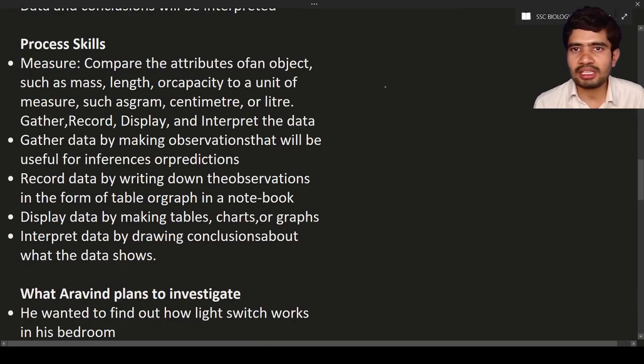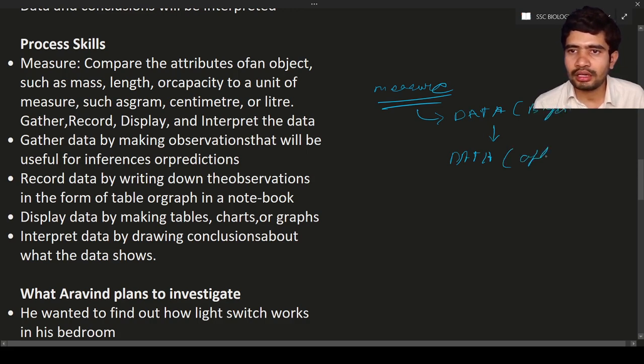So first one is to measure. Okay, she is going to measure the size and weight of the rocks. Second one is she is going to gather data before the experiment, and she is going to measure the data after the experiment. So before and after the experiment she is going to do.